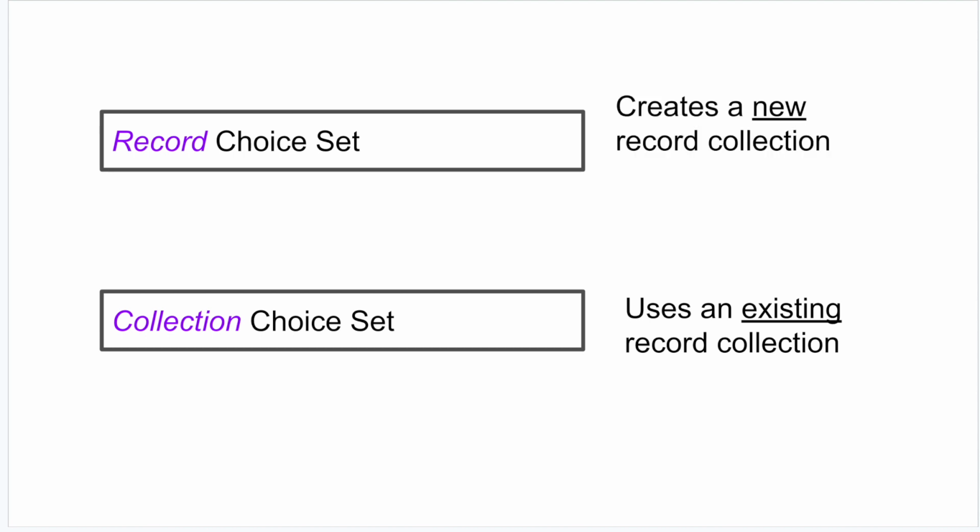If they both require record collections, then what exactly is the difference between the two? The difference is really in how they do this. A collection choice set is configured using a record collection variable that already exists somewhere in your flow, whether that be from a get records element or some other step. Whereas with the record choice set, you're defining your record collection criteria and configuring your choices directly within that flow resource. And that's probably the simplest way to explain the difference. So now that we've got that down, let's check this out in Salesforce.